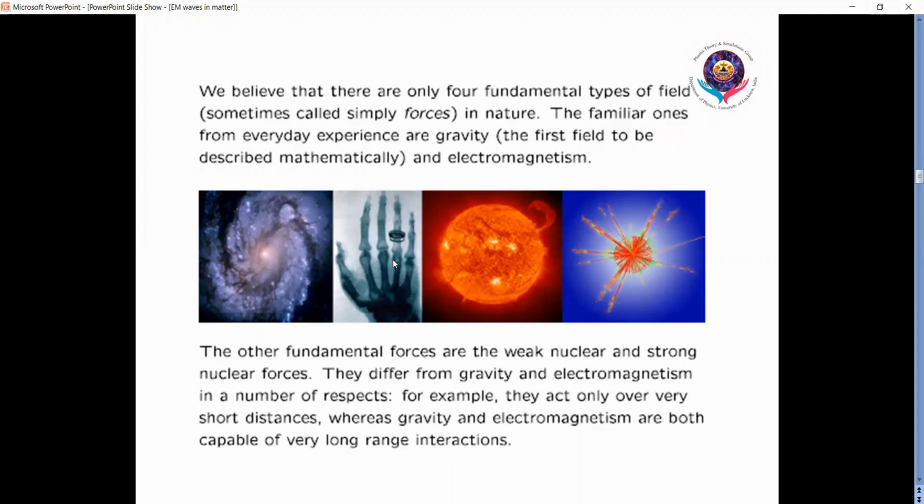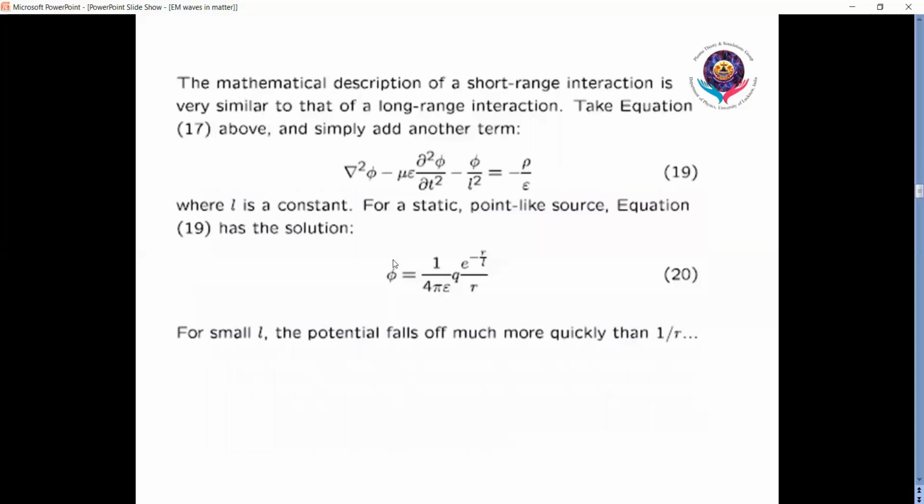Now we believe that there are only four fundamental types of fields in nature. The most promising are the fields of gravity and the electromagnetic fields. The other forces are the weak nuclear and strong forces, and they differ both qualitatively and quantitatively from the gravity and the electromagnetic fields due to their length of interaction.